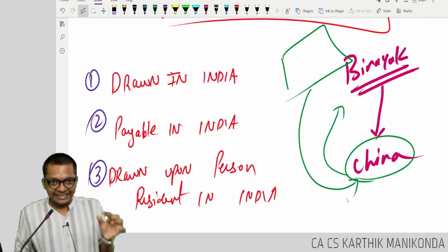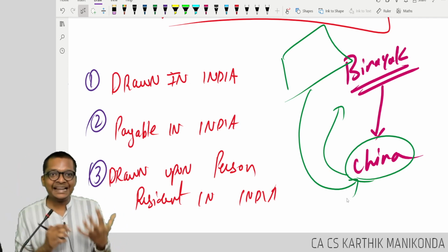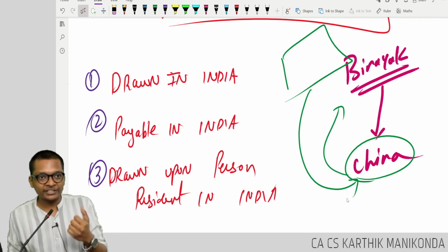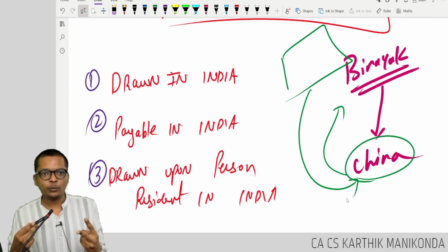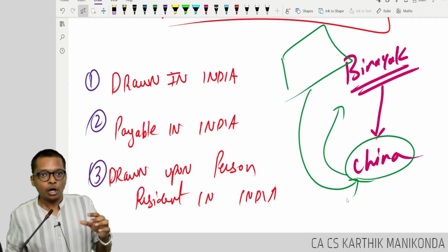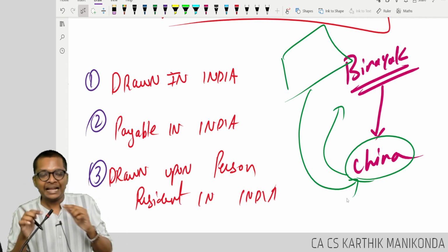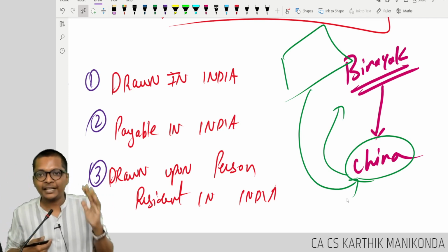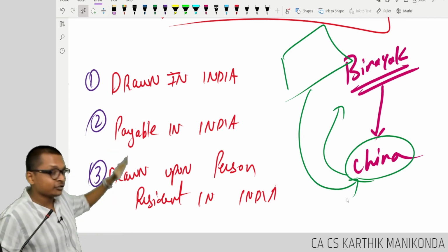Now, is this instrument an inland instrument or a foreign instrument? Are you following? How they will ask questions is of two types. A direct question, what is inland versus foreign instrument, for 4 marks. Or they will give a scenario and ask you, hey, is it an inland or foreign instrument? Now, I am giving you a scenario. Theory is very easy. I will give a shortcut at the end.